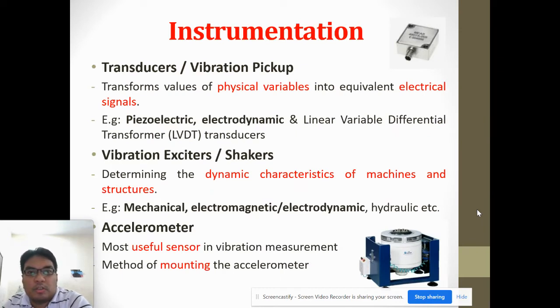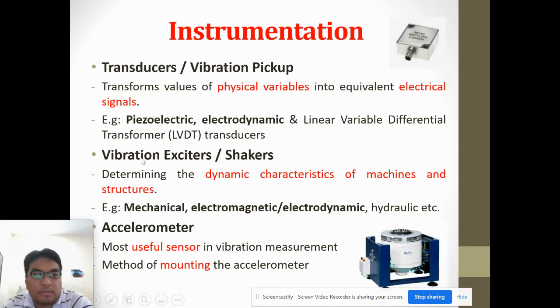The next one is on the instrumentation. In this topic, we only touch three items: transducer or vibration pickup, vibration exciter or shaker, and also the accelerometer. The transducer or vibration pickup is defined as a device that can transform the value of a physical variable into the equivalent electrical signal. This has been explained before.